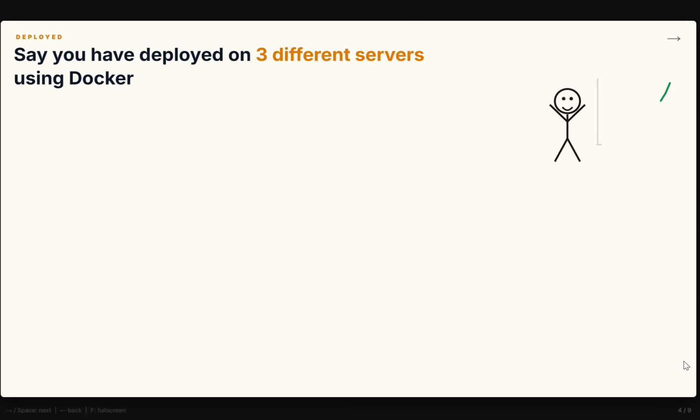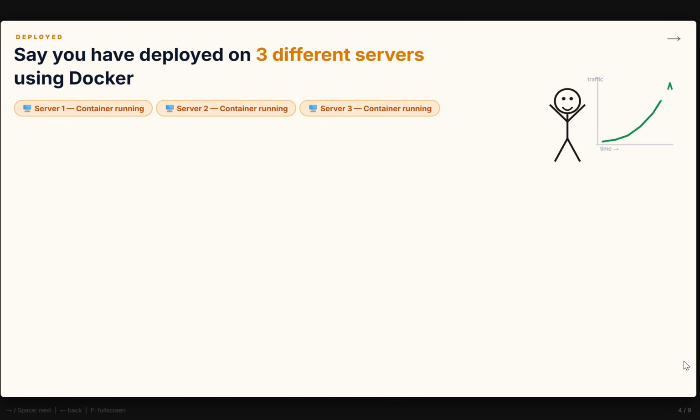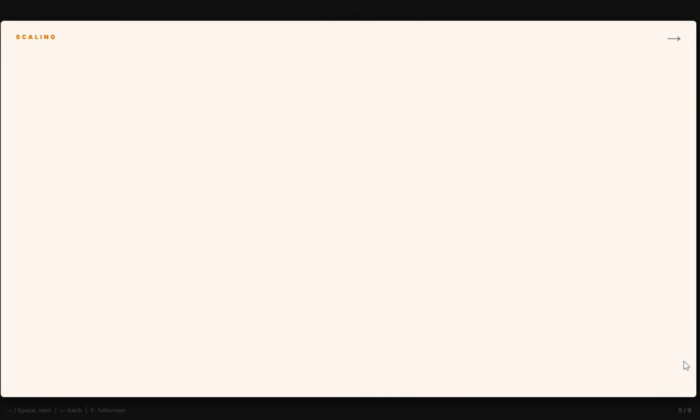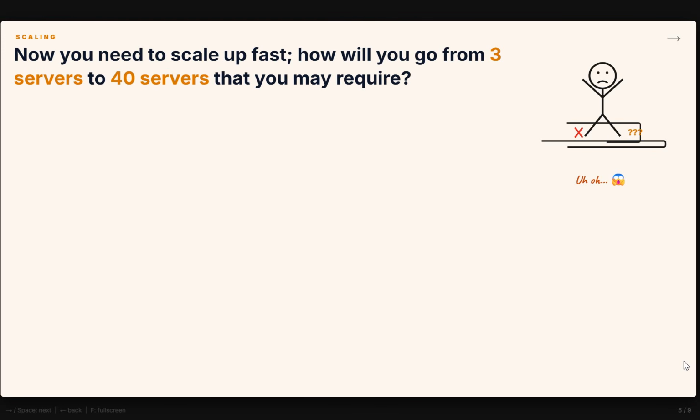Let's say that you have deployed your app on 3 different servers using Docker. Let's say it's like server 1, server 2, server 3, and the containers are running on all those 3 servers. Then your application starts getting massive traffic. Now your app is doing better than you ever thought it would. Now it's time for you to scale your application fast.